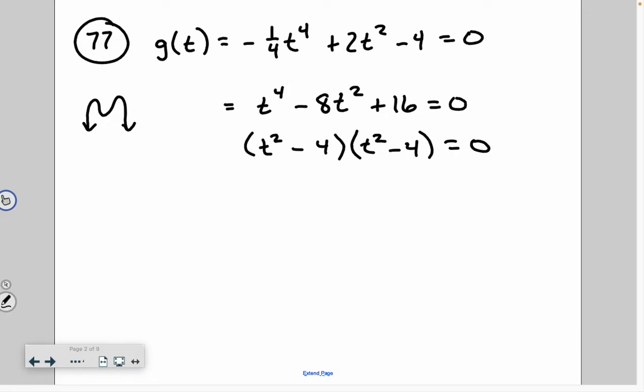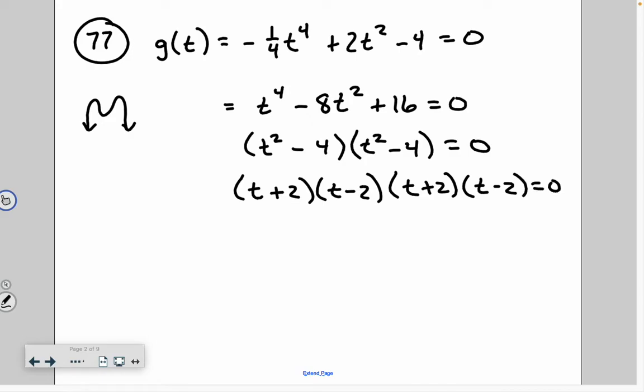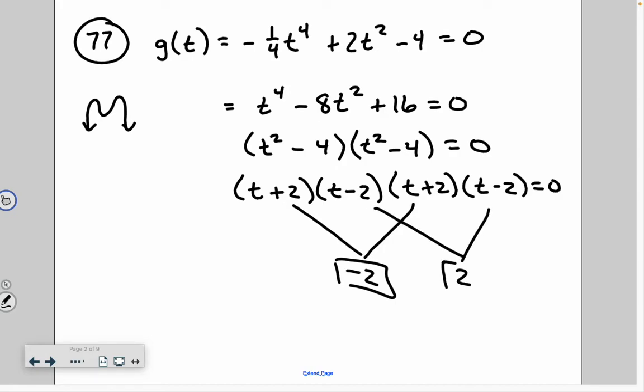And now, once again, you go through it. You've got two sets of difference of squares here. This is t plus 2 and t minus 2. And then you have another t plus 2 and t minus 2. Which means we've got two double roots. At the t plus 2, those two kind of go together. You got -2 as one of your roots, but it's a double root, so it's going to bounce off the x-axis. And same thing here. You've got two of those factors, so +2 is also a double root. Going to bounce off of that as well.